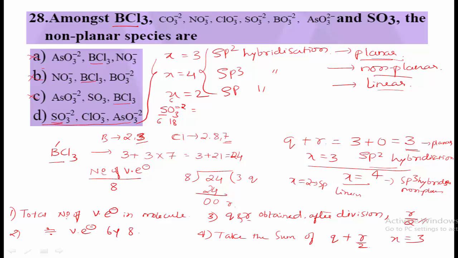Along with that, 2 electrons are gained. Those are also present in the valence shell only, that is the outermost shell only. Those are also considered as valence electrons. So 6 plus 18 plus 2, how much does it become? 6 plus 18 becomes 24, plus 2 is 26. So total number of valence electrons is 26. Then divide by 2.